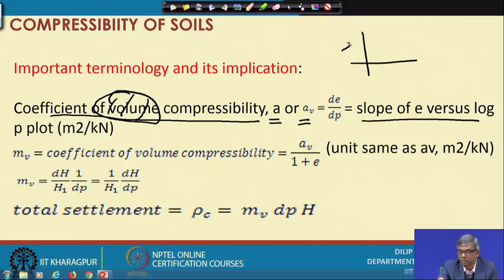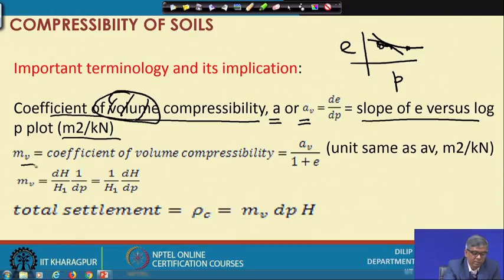So, if you plot the e versus p curve, it comes like this. If you select 2 points, then from these 2 points we can find out the slope between them, and that is nothing but de by dp. You can see the unit will be meter square per kilonewton, because void ratio does not have any unit and dp is pressure. So, the inverse of the pressure unit will be the unit of the coefficient of compressibility.